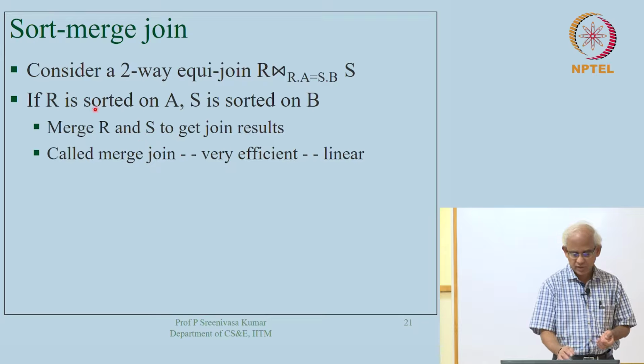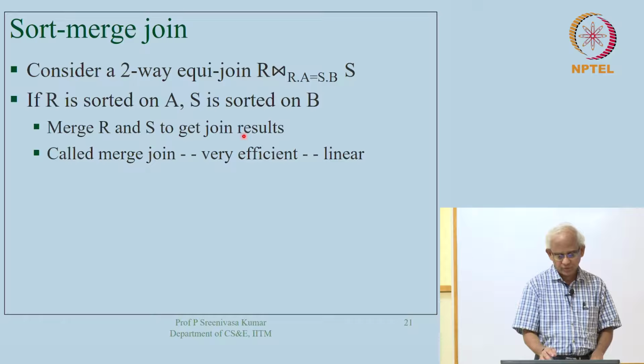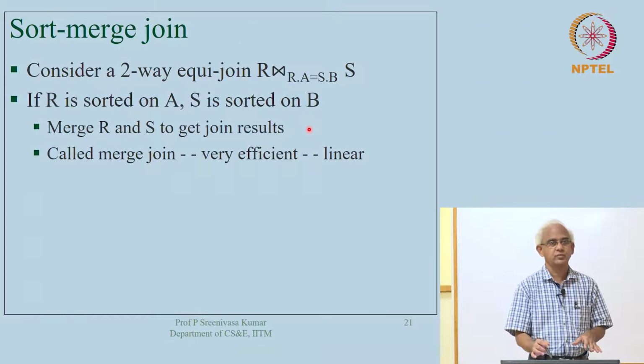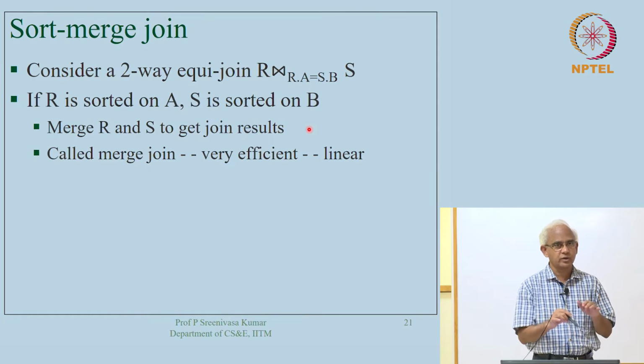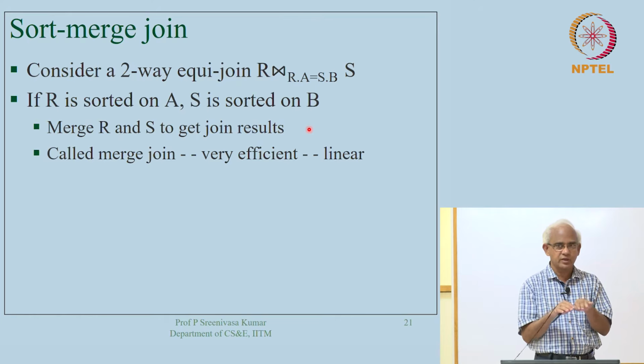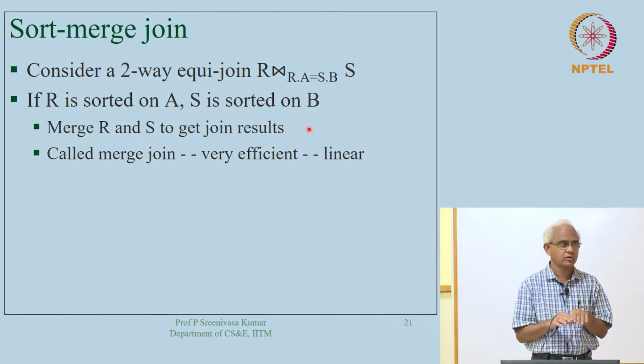So, if R is sorted on A and S is sorted on B, then what we can essentially do is make use of the idea of merging. While merging, the idea is to produce them one after the other if they have equal values, but here, instead of doing that, we will simply say that if these have equal values, then they are going to produce a join result. So, we will use the process of merging, but we will produce a different result: we will produce the join result.